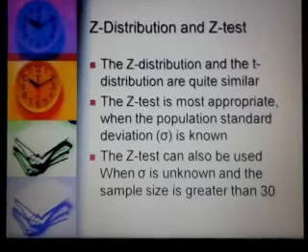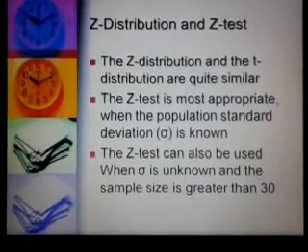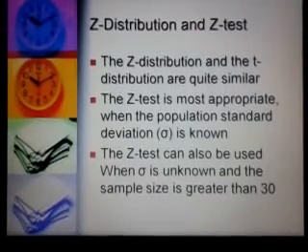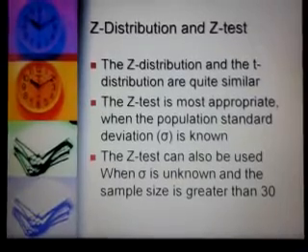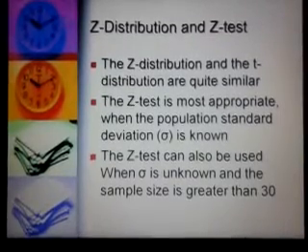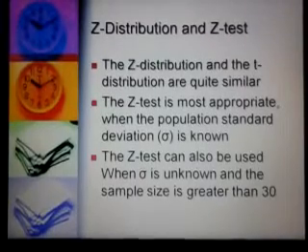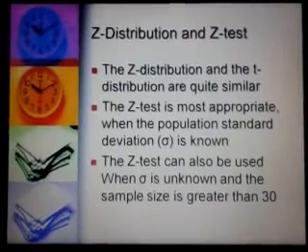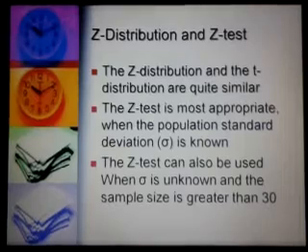And what about the z distribution and z-test? The z distribution and the t distribution are quite similar. The z-test is most appropriate when the population standard deviation is known. So when the standard deviation is known, we can use z-test. Z-test can also be used when standard deviation is unknown and the sample size is greater than 30. So if sample size is greater than 30, we can use z-test.